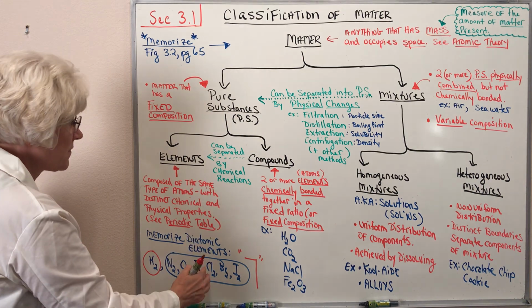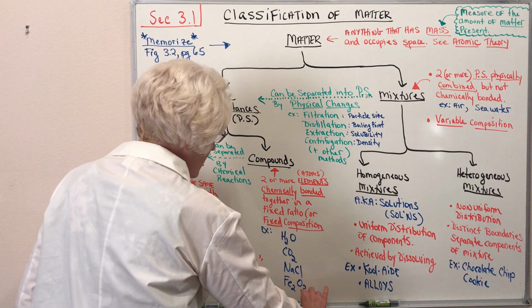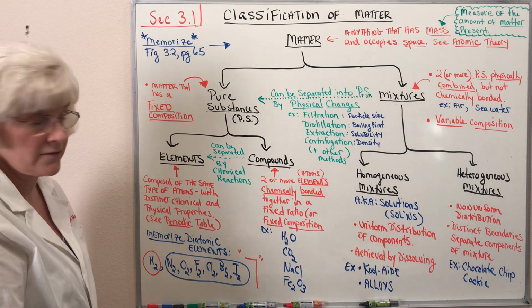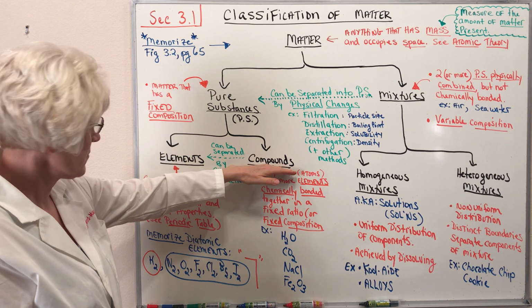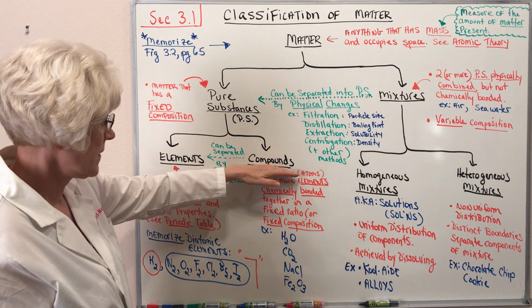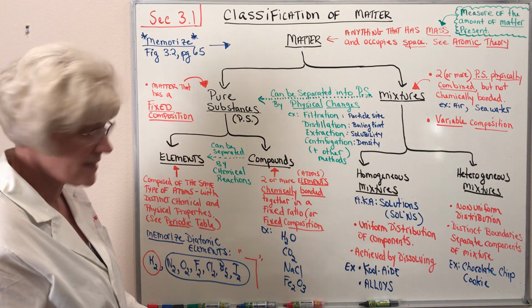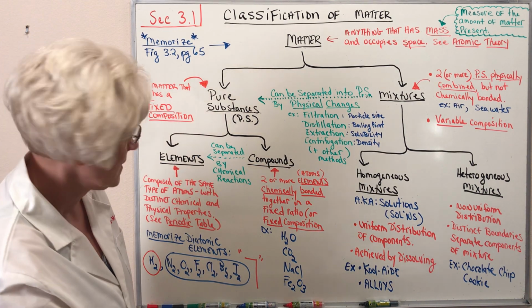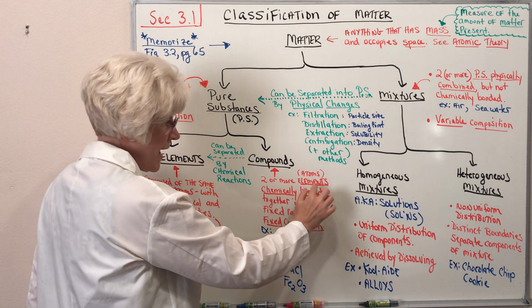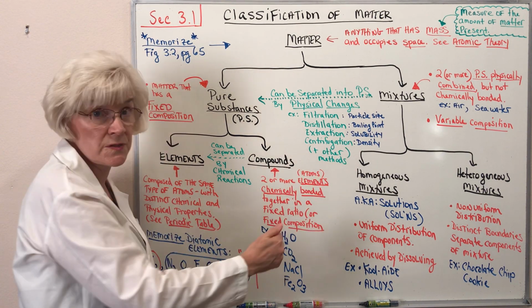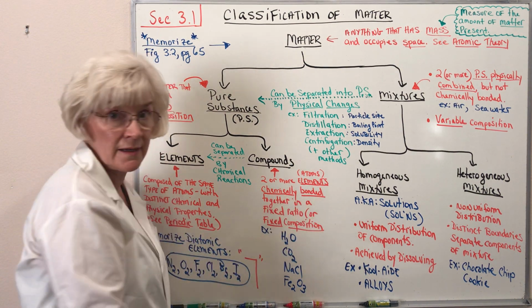So, elements, one category of pure substances. What is the other category of pure substances? It's compounds. Now remember, both elements and compounds have fixed composition. So looking at the definition of compound, we see that a compound is two or more elements, as in atoms of two or more different elements, chemically bonded.